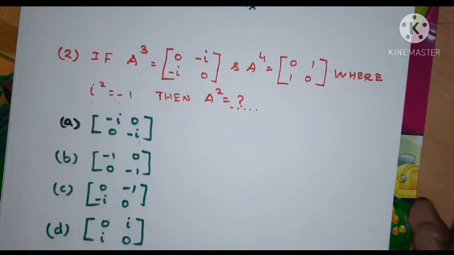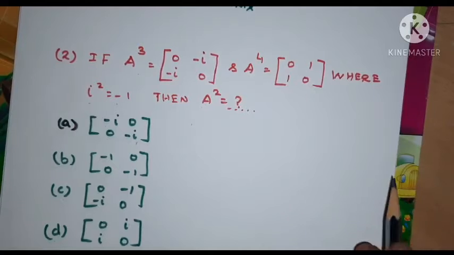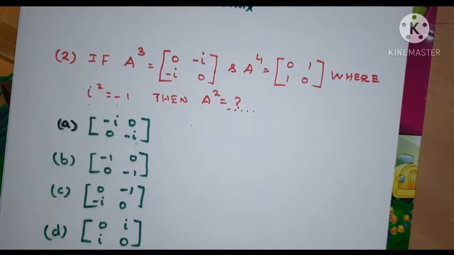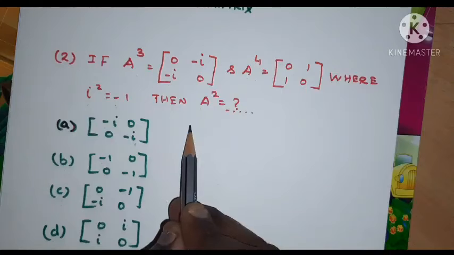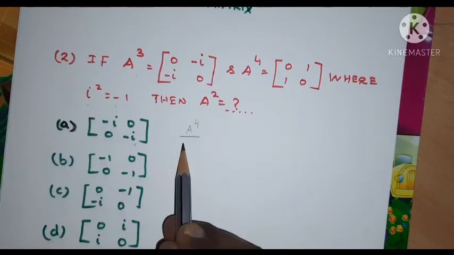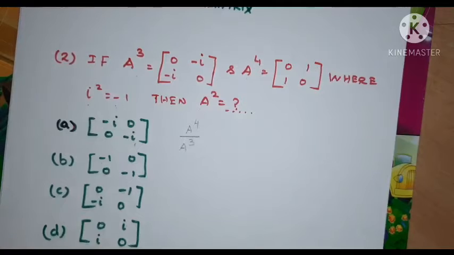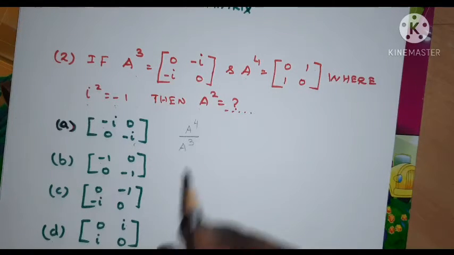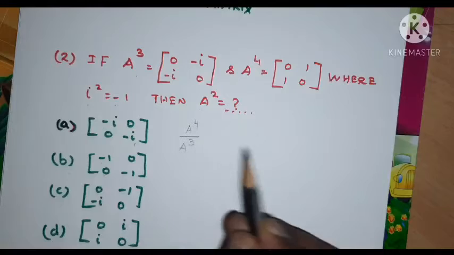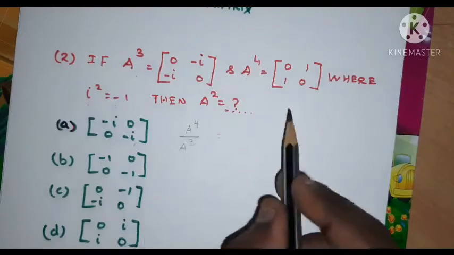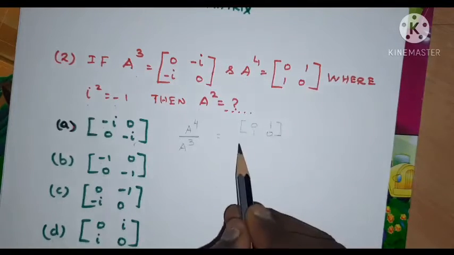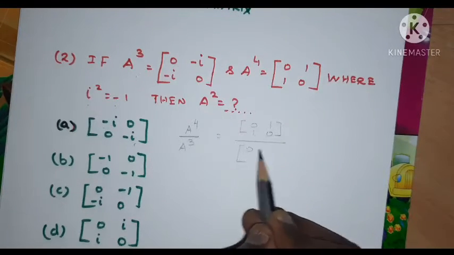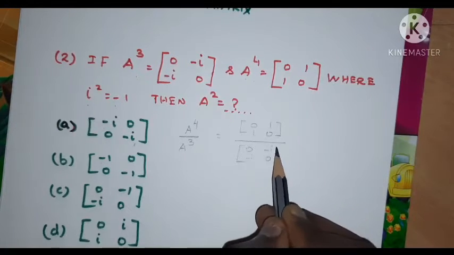We cannot directly find A squared. So first we are going to find the value of A. Then when we square the A value, we'll get A squared. To find the A value, I'm going to divide A power 4 by A power 3. So A power 4 divided by A power 3 is equal to, what is A power 4? 0 1 1 0 divided by 0 minus i 0.